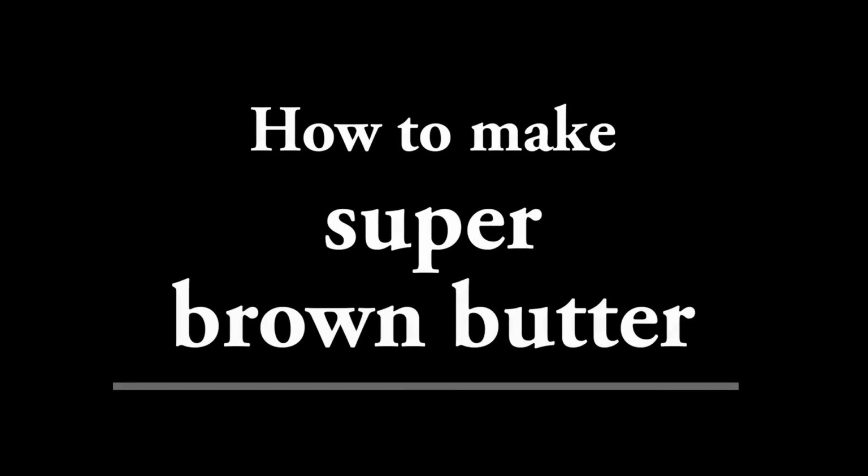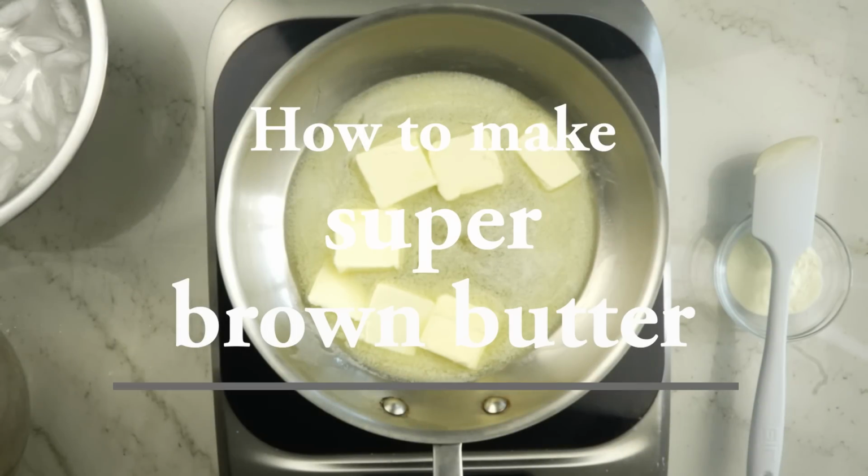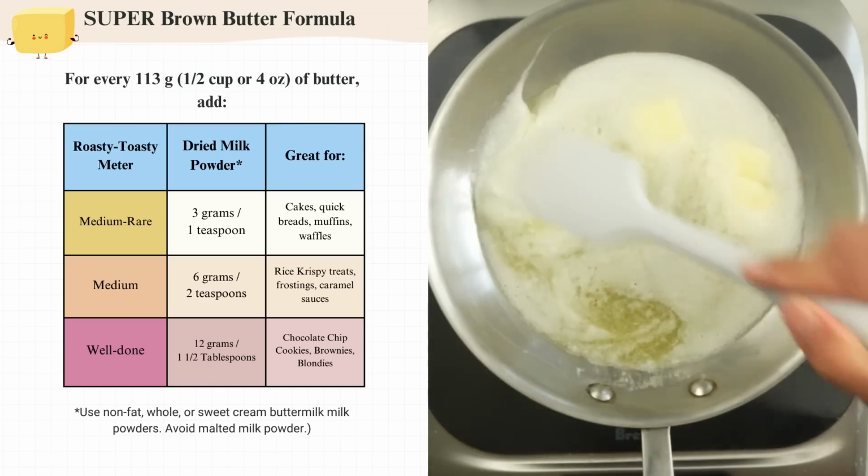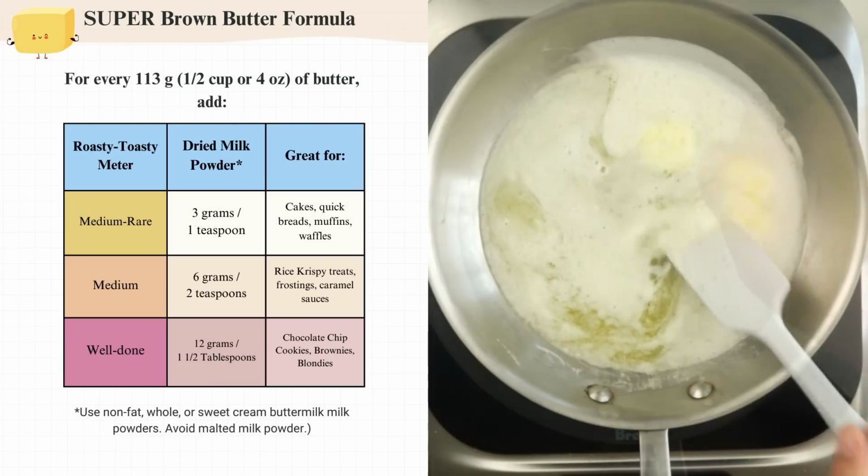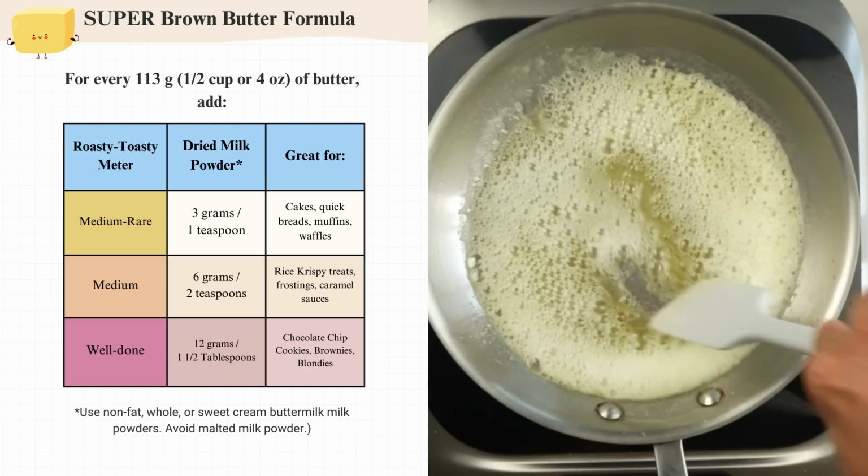So now we have regular brown butter. It's now ready for you to use in your recipes, but I really want to show you an amazingly simple upgrade. I call it super brown butter, and it's my ultimate flavor cheat code. Simply measure out milk powder, and you can use non-fat, whole, sweet cream buttermilk. You're just gonna avoid malt powder. I tried that, but it clumped up too much due to the added starches, and place that in a small bowl.